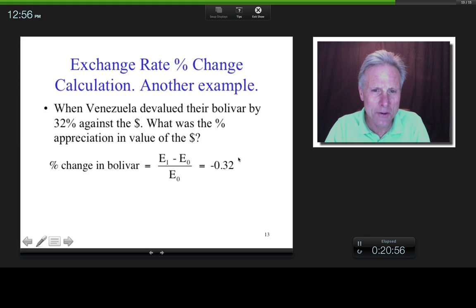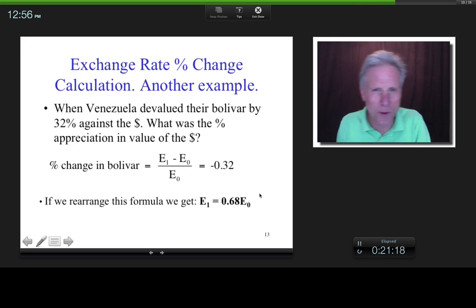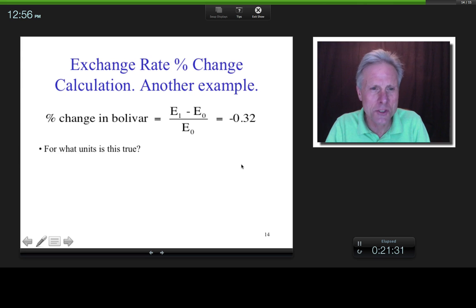And then I could add E0 to both sides. So minus 0.32 E0 plus E0 comes to 0.68 E0, and that's what E1 is. In other words, all of this is saying exactly the same as this. And is this in terms of dollars per bolivar or bolivars per dollar? Is this how much a single bolivar has changed? It is, right? And so this is true for dollars per bolivar.